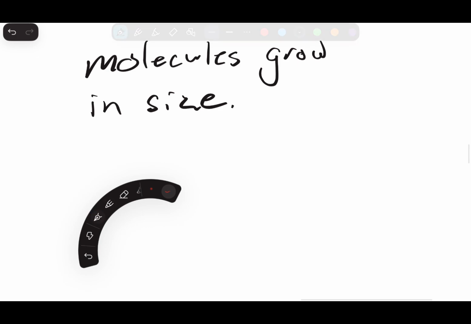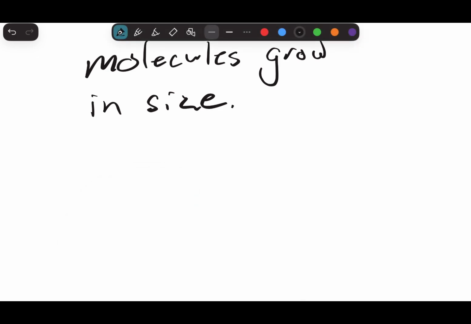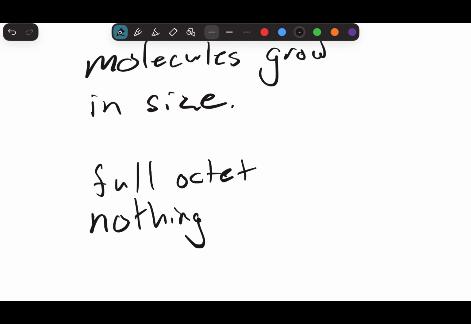Another thing to note is that because it's an electrophilic addition, if there is a full octet, nothing will happen. Meaning that there is no reaction.